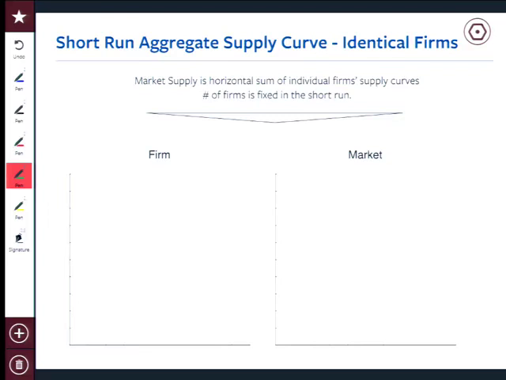So in the short run, the number of firms is fixed, versus in the long run, where we're going to get a lot of action and really interesting exam questions, is in the long run, firms can actually enter and exit. So what are you talking about, Max?